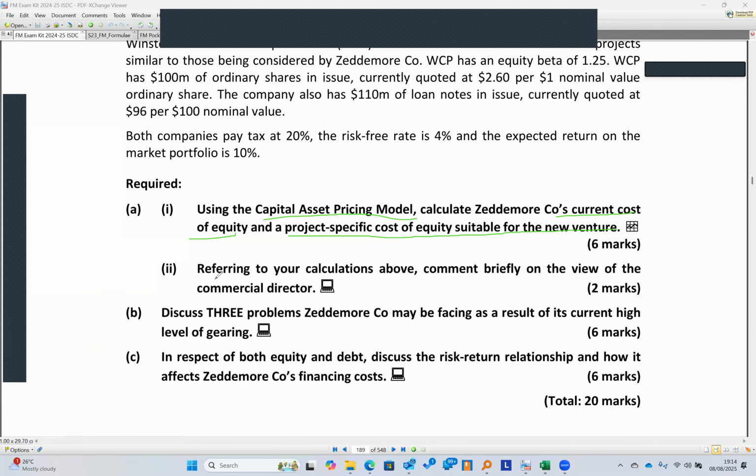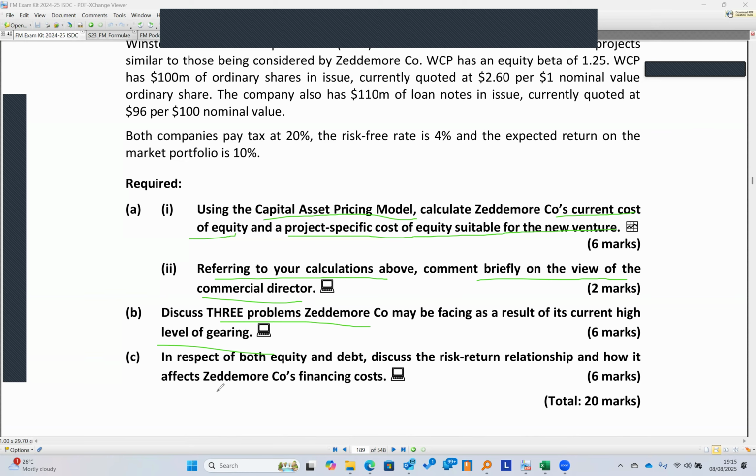Then, referring to your calculations, comment briefly on the view of the commercial director, and then discuss 3 problems that Zeddemore may face as a result of its current high level of gearing. And then also, looking at both equity and debt, discuss the risk-return relationship and how it affects Zeddemore's financing costs.